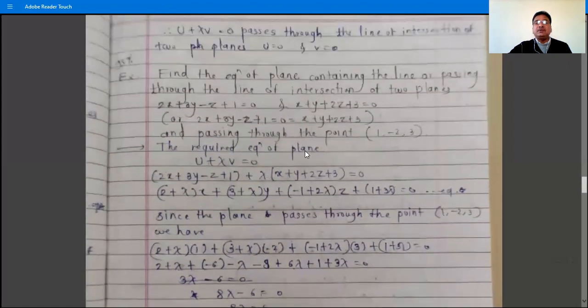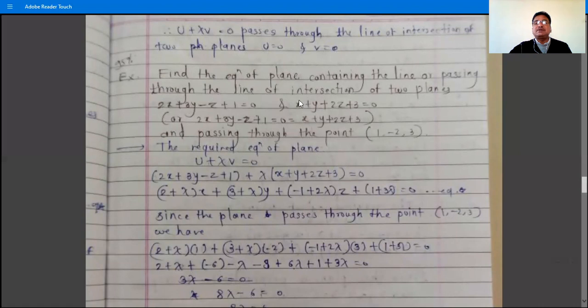So the required equation of plane is u + λv = 0. This is the formula to obtain the equation of a plane containing the line or passing through the line of intersection of these two planes. What is u? u is the first plane, that is 2x + 3y - z + 1, and plus λ, another plane, what? x + y + 2z + 3 = 0.